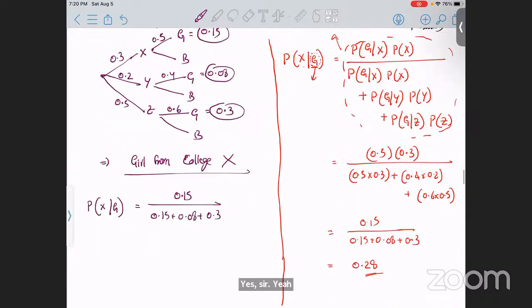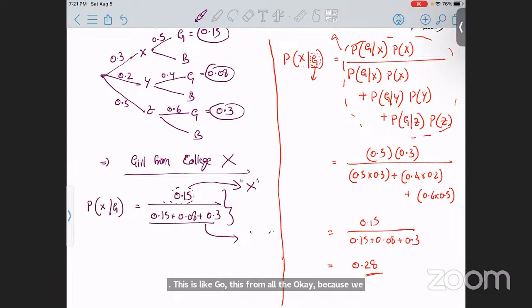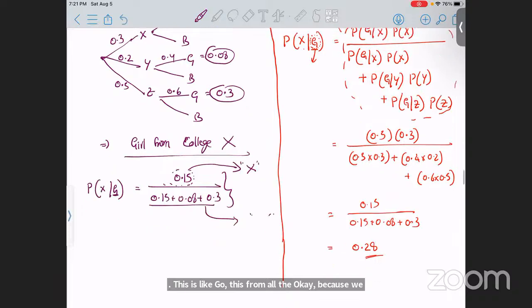Yes, sir. Did you understand this? This is the probability from college X. This is the girls' probability from all the colleges. Okay? Because we condition that the selected is a girl. Clear everyone? The same thing. It's like 0.28. Yes, sir.